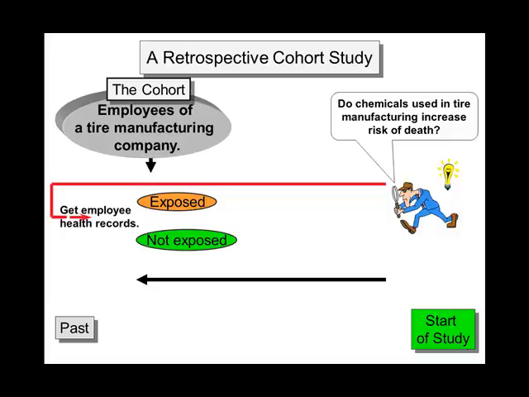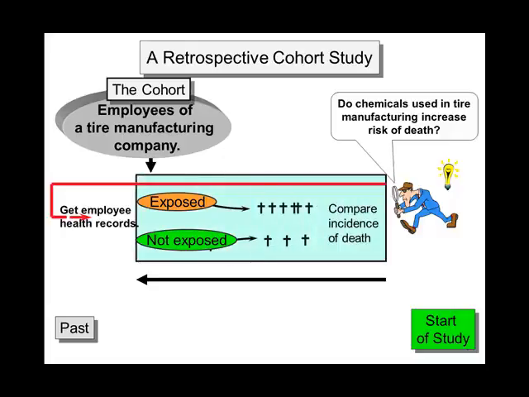Having identified these two groups, one could then see what subsequently happened to them. And here, of course, the outcome of interest is death, and we could use the employee records and perhaps the National Death Index and other sources of information to ascertain whether or not these individuals subsequently died. But notice that these outcomes of interest have all occurred prior to the investigator initiating the study.